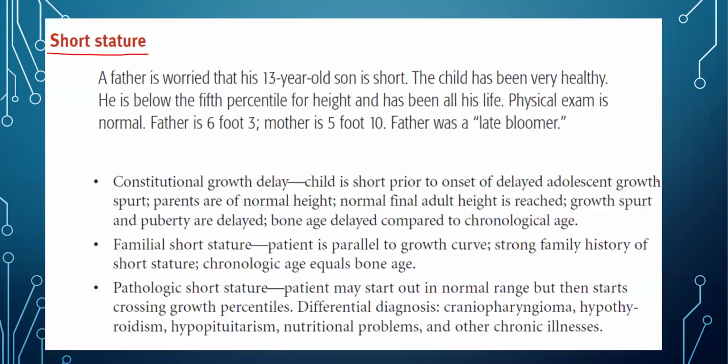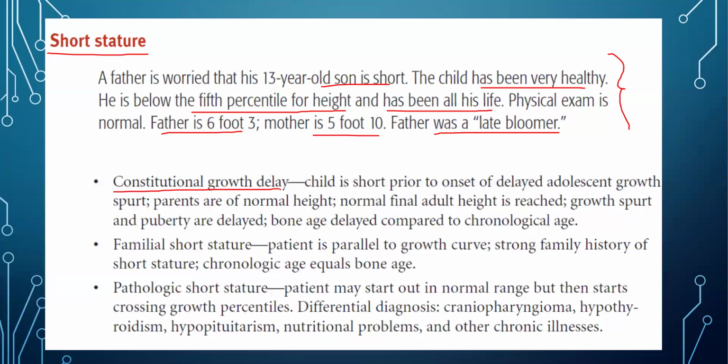Now, let's have a look. A 13-year-old is brought by his father because the father thinks his son is short. Otherwise, the child is healthy. He is below the 5th percentile for height and has been all of his life, so he has always been a bit short. Father is 6'3", mother is 5'10". Father was a late bloomer. That is what you get in a constitutional delay child.